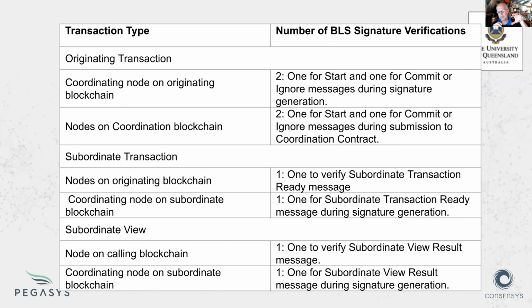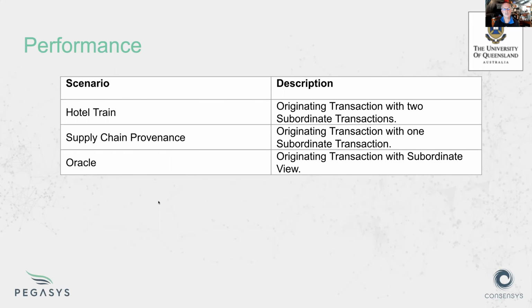So are you on the coordinating node, the node that's originating the transaction, or another node on the originating blockchain, or are you on a subordinate blockchain at one of the other nodes? And if it's a view or a transaction. So the performance also comes down to what is occurring in the application. It depends on our usage scenario. So you can see the different types of transactions that are used depending on the scenario.